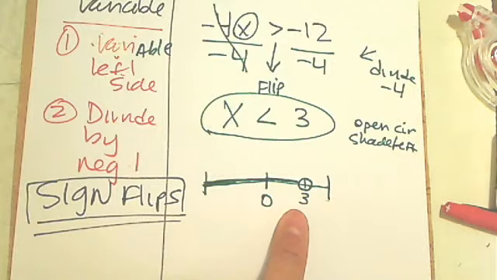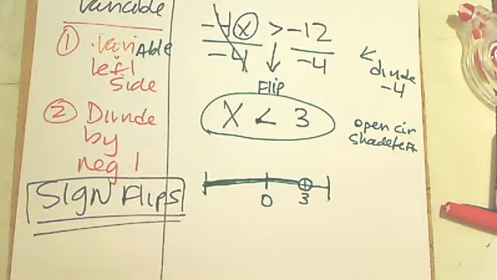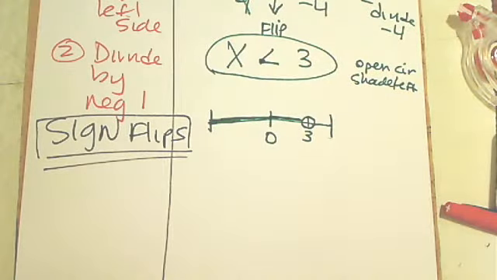You shade where the sign is pointing. Points to the left, shades to the left. Last one, and we're done.